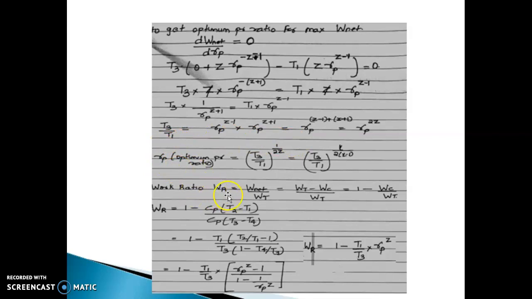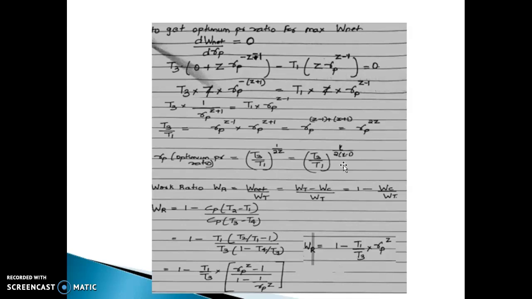From there we can also calculate an expression for the work ratio. The steps are written here, and you can easily write them down. Finally, what I'll get is the work ratio equal to 1 minus T1 by T3 into Rp raised to Z. This derivation is very, very important. The expression for optimum pressure ratio is very important. It is continuously asked in your university examinations.